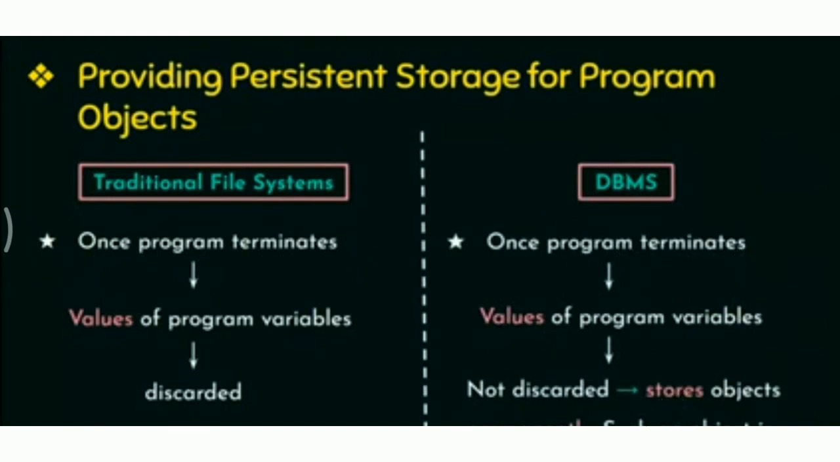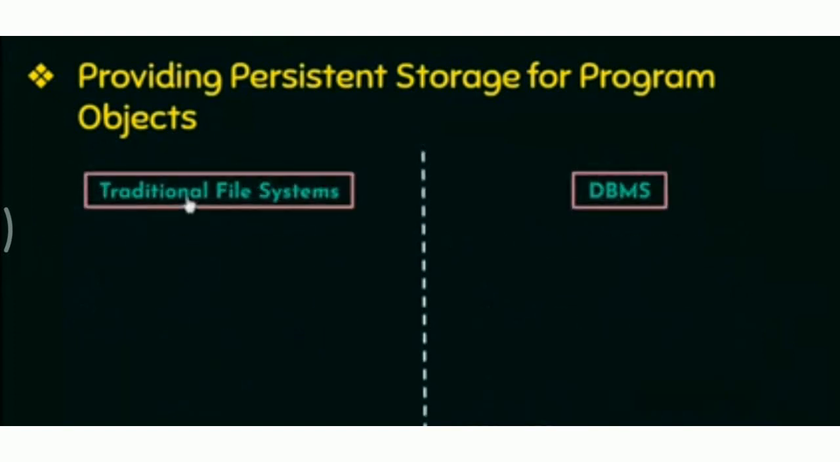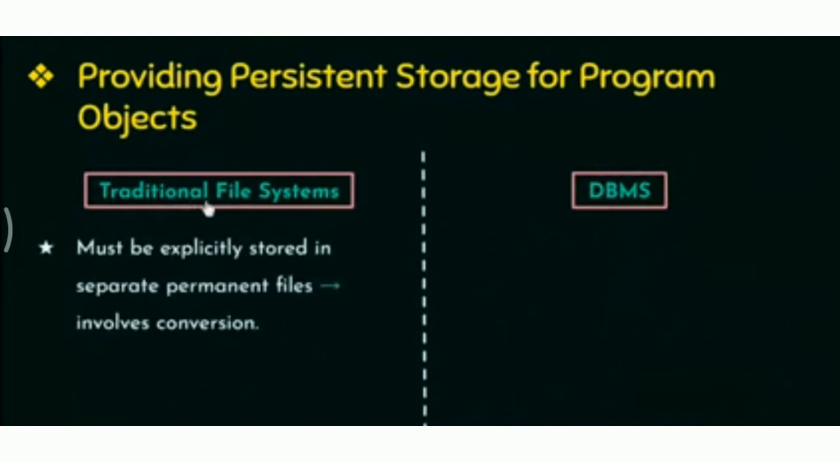So here data integrity is there. This is the main advantage of DBMS. Data integrity means that the data is correct and consistent in the database. It is very important as there are multiple databases in a DBMS.